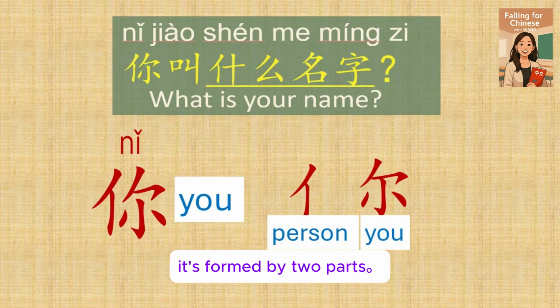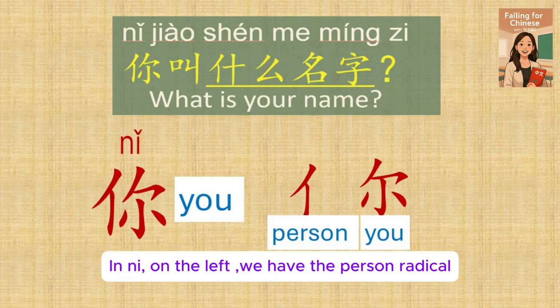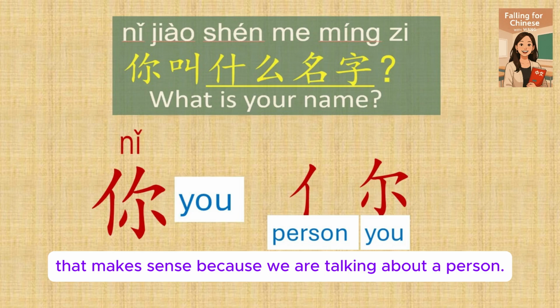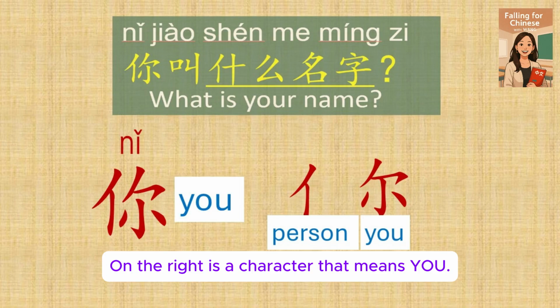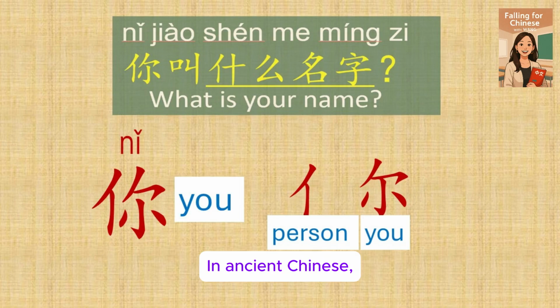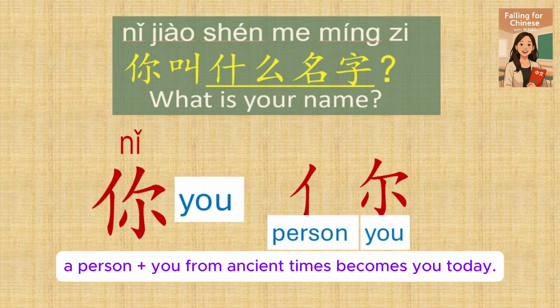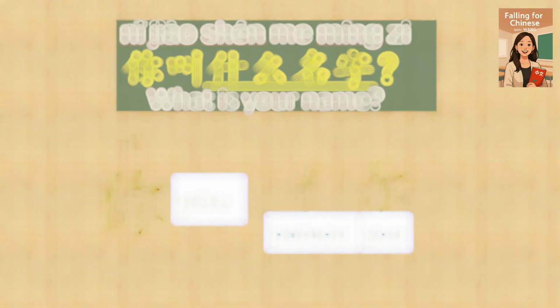It's formed by 2 parts. In 你, on the left, we have the person radical. That makes sense because we are talking about a person. On the right is a character that means you in ancient Chinese. A person plus you from ancient times becomes you today.